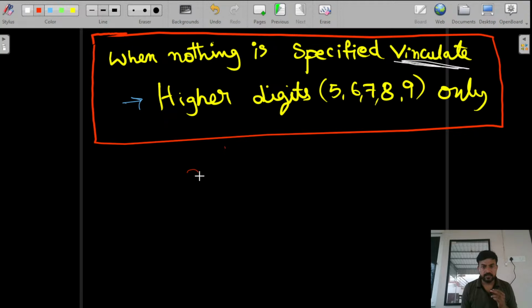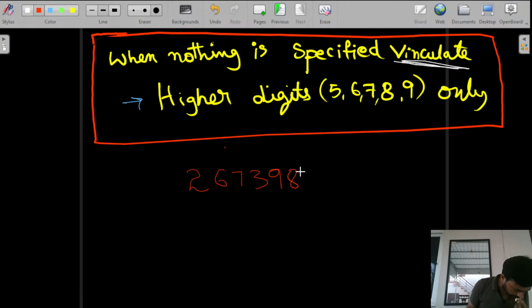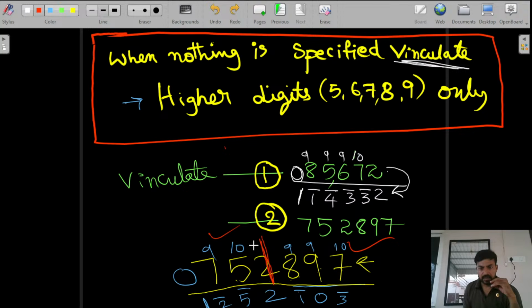Now vinculate this number. Vinculate this number, everyone. Yes, you have to take the successor of 2. I forgot there, one minute. Yes, you have to take 3 here. So vinculated in 2 parts, you have to take 3 here.